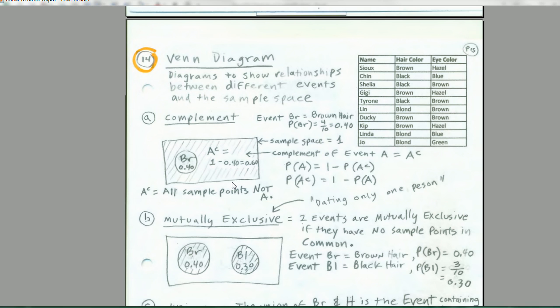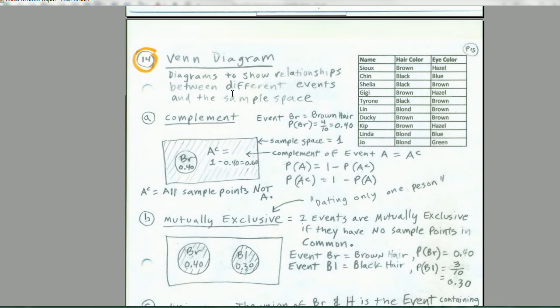Hey, we're in Chapter 4. We're talking about probability. And in this video, we're going to talk about adding probabilities. Now, we're going to start with defining a Venn diagram. These are diagrams that show the relationships between different events and the sample space.